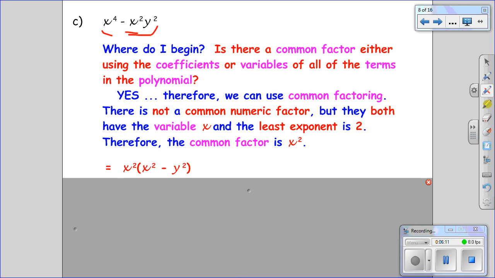Now again, I need to ask myself, how many terms? In the first factor, it's x squared. It's a monomial. I can't factor that further. But x squared minus y squared is a binomial. So I need to ask myself, could this be a difference of squares? Do I have two perfect squares? So can I take the square root of x squared? Can I take the square root of y squared? Absolutely.